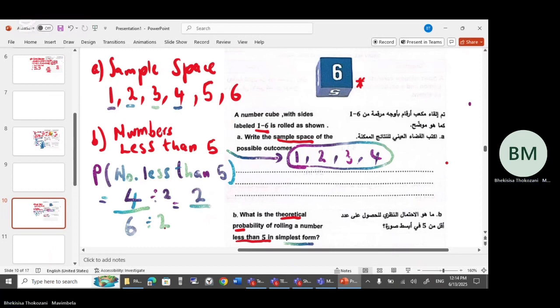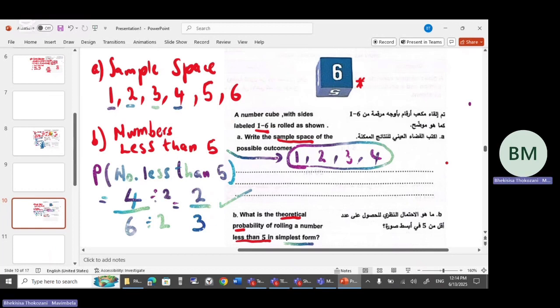Okay. So 4 divided by 2 will give us what? 2. And 6 divided by 2 will give us 3. And I don't think I can go any further. This is in a simplified form already.